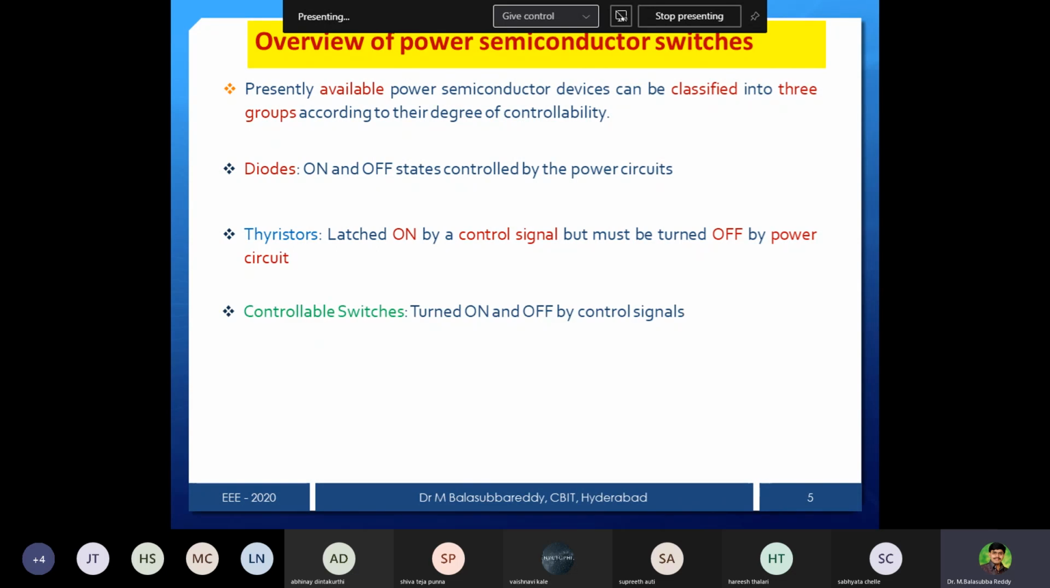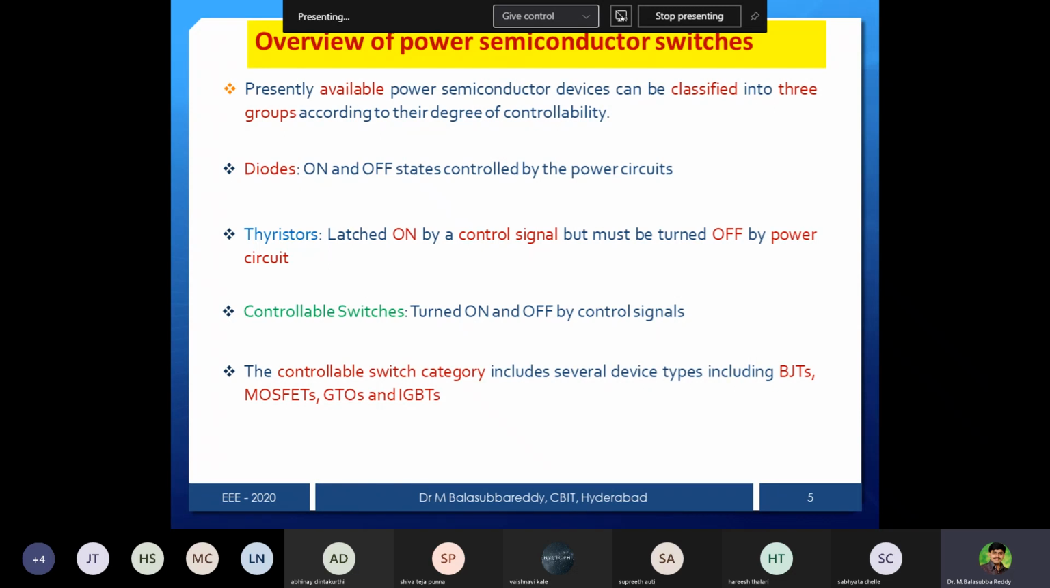Another one is controllable switches, which turn on and turn off by the control signal. So these are devices like MOSFET and IGBT. Both are in our control. You just give the gate voltage, it will turn on, and remove the gate voltage, it will turn off. So that is all about the controllable switches.